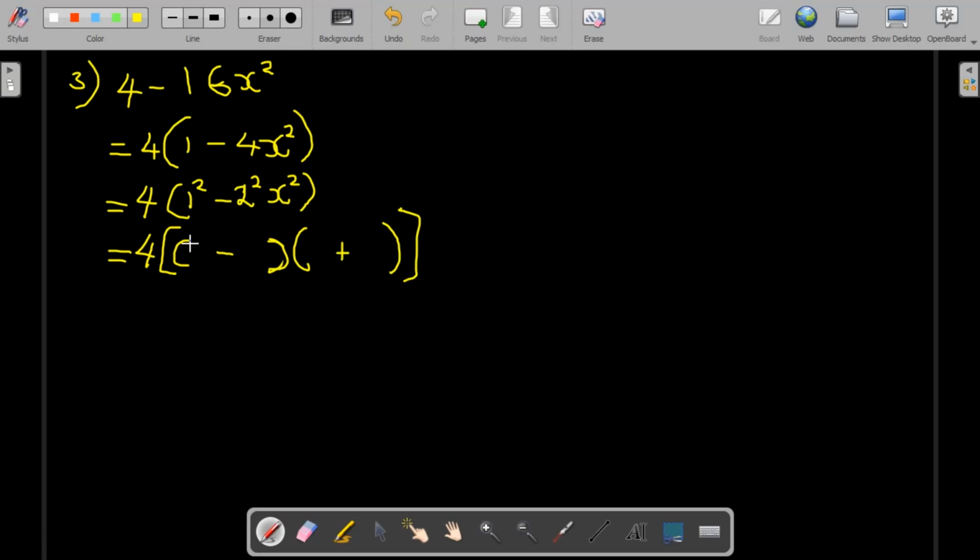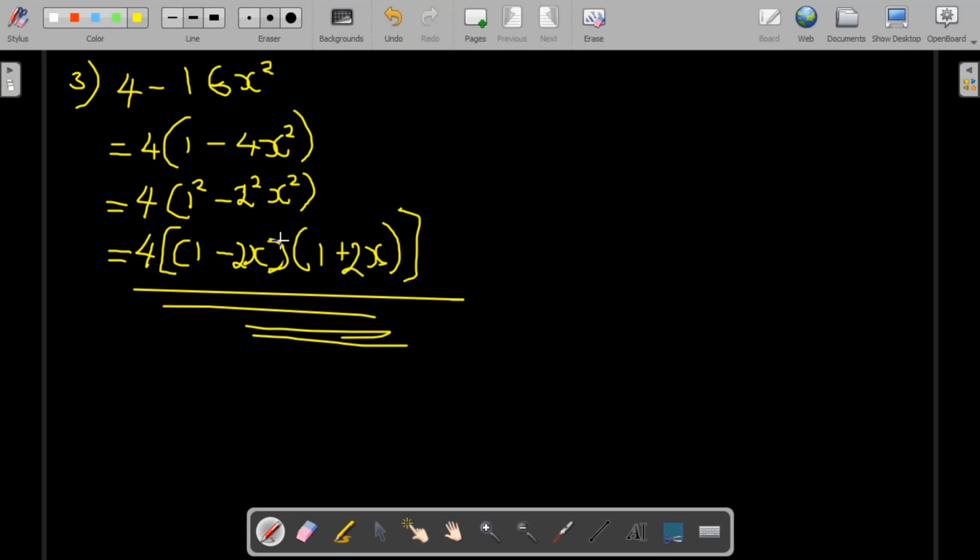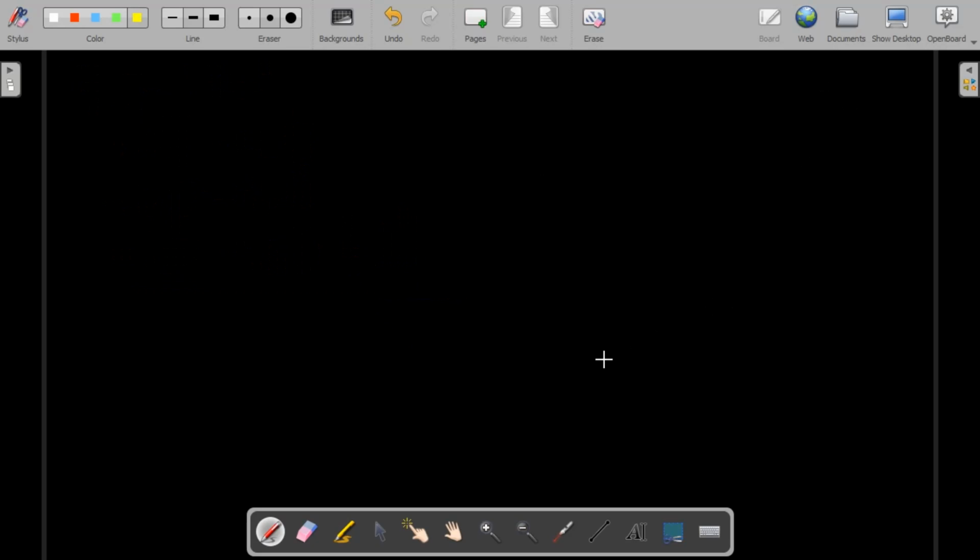Then here 1 squared is the same as 1 times 1, 2 squared is the same as 2 times 2, x squared is the same as x times x. That's what we have. So that is example number 3. So if that's the way you answered, you're correct.